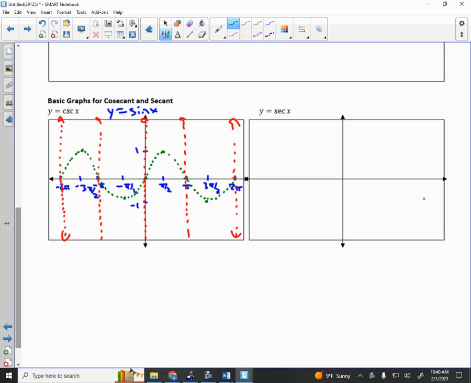I just got a lot of stuff up there, right? And then I went up here. I said, well, I know that sine's equal to what at this spot? What's its height? And what's the reciprocal of 1? 1. So like, oh, they both go through 1 because the reciprocal of 1 is 1.